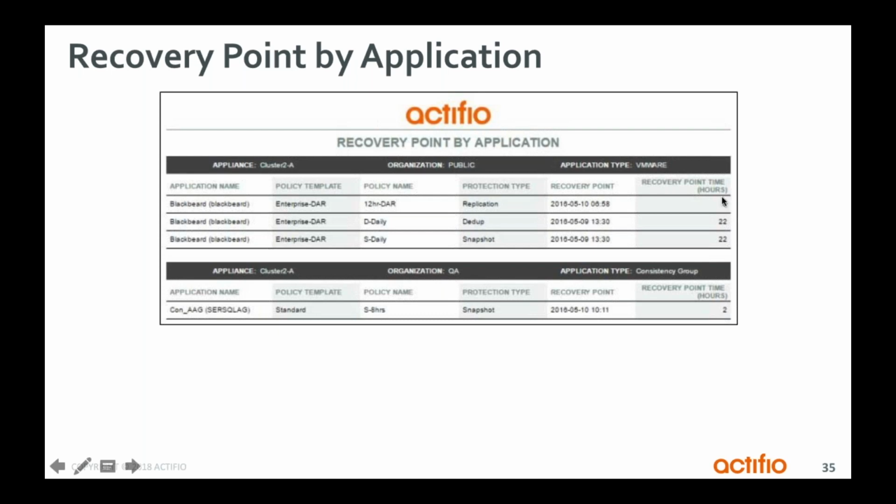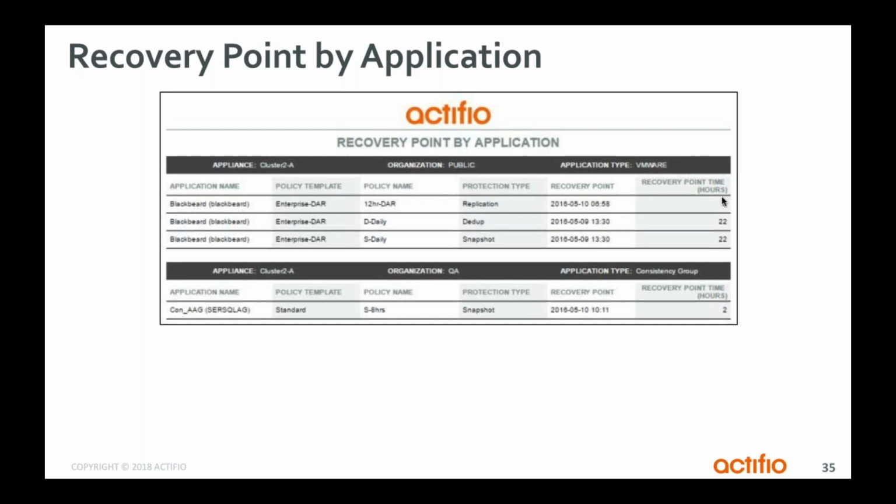So this is telling me, where do I want to go? What is my recovery point? How far back do I want to go in order to recover this image? If I go back to the dedup or snapshot pools, I'm bringing back an image from 22 hours ago. But if I go to the DAR, I'm going to see that I can actually grab something from just 5 hours ago.